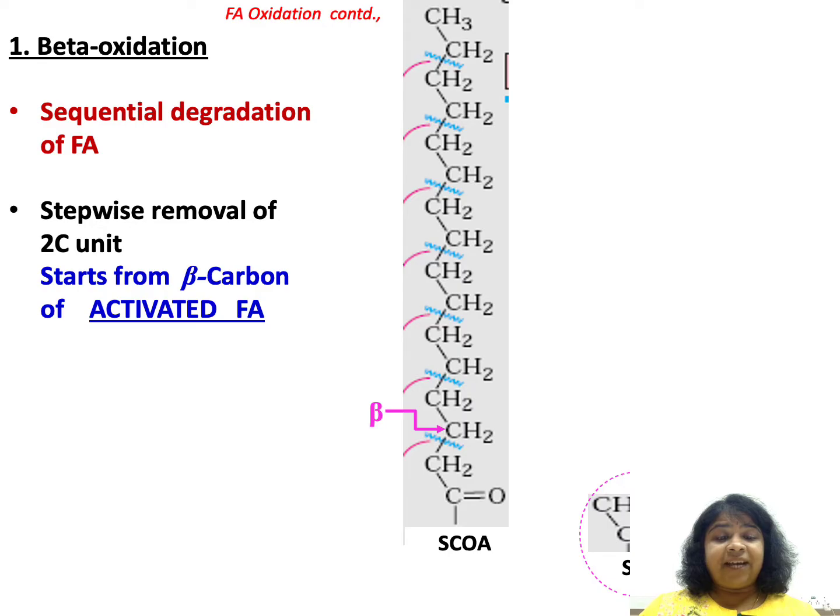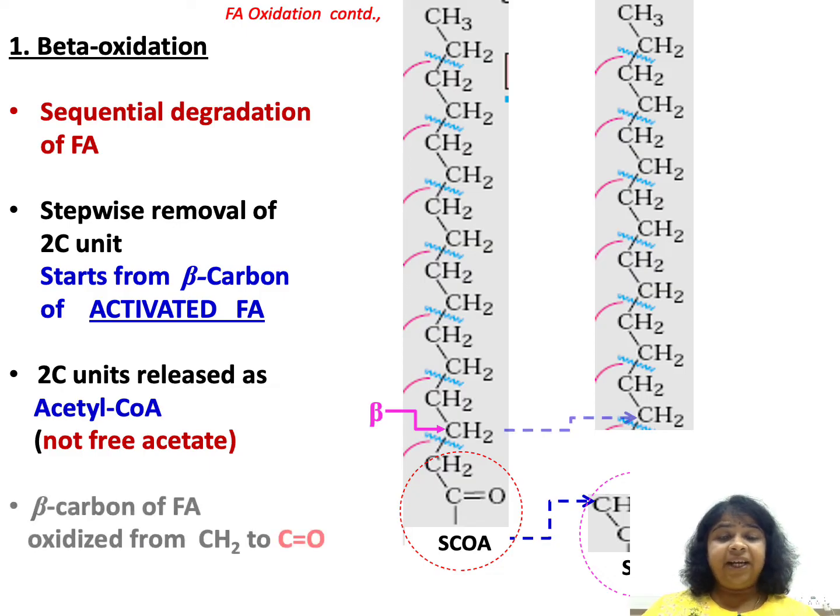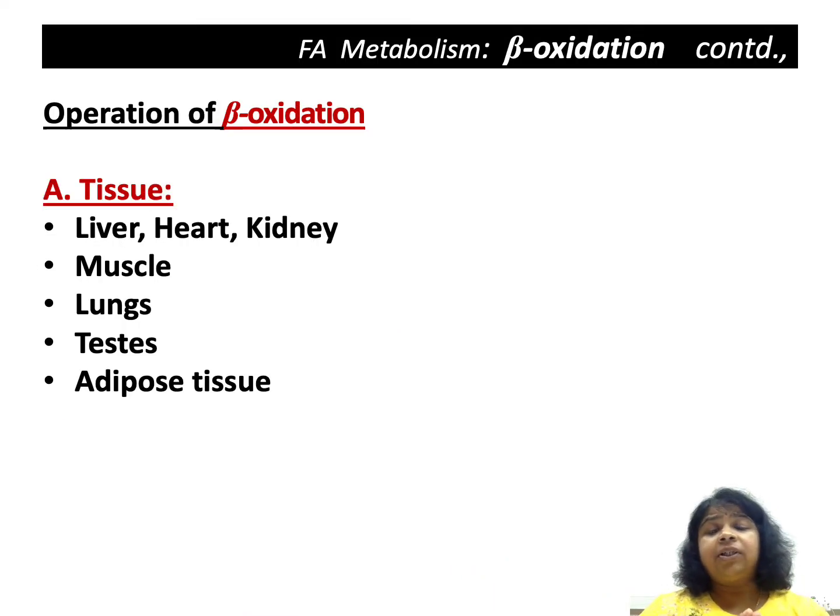First we have the activation of fatty acid. We will look at the step later. After activation, beta oxidation happens, and the alpha carbon with the carboxyl group with the activated coenzyme A will now be released as an acetyl CoA molecule, and the remaining fatty acid will now be 2 carbon atoms less than what we started with. So it is always going to be released as acetyl CoA and never as free acetate. Now, tissues where beta oxidation will happen.